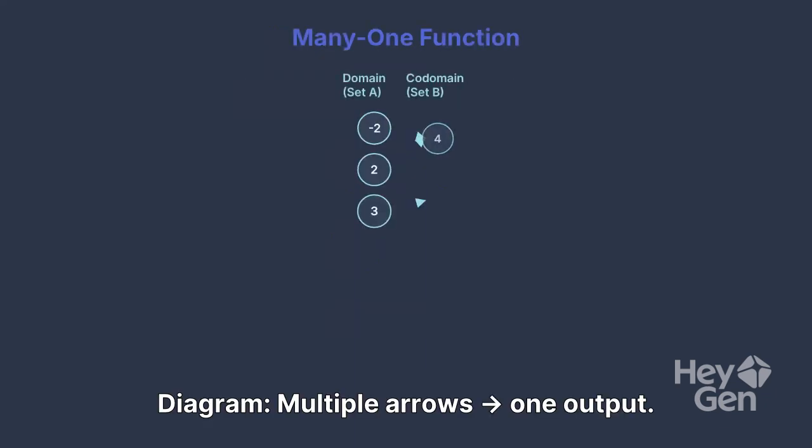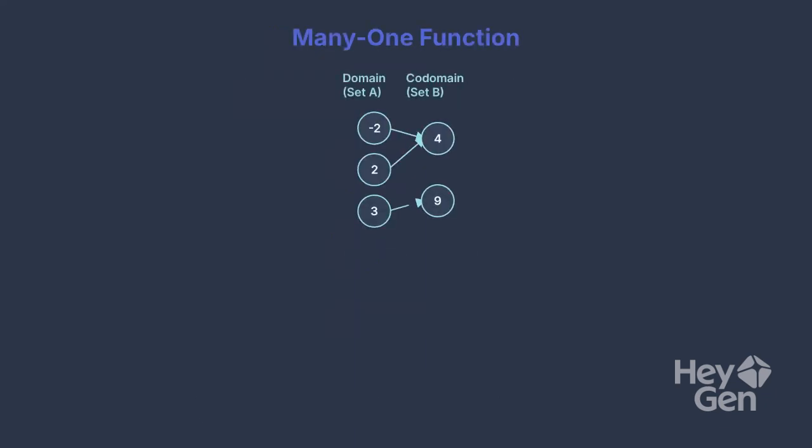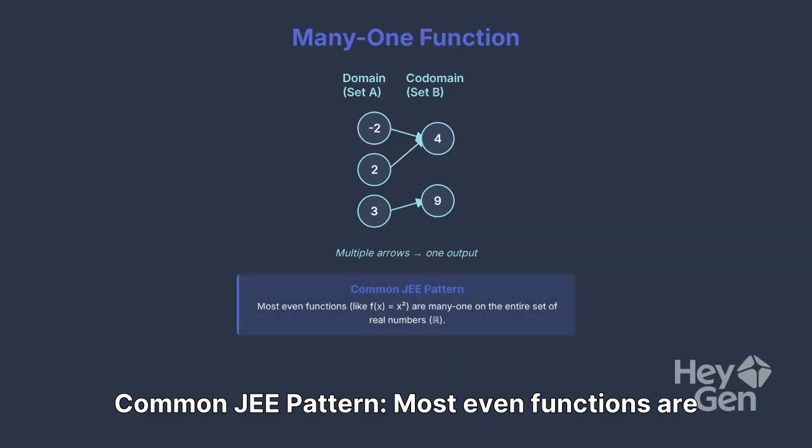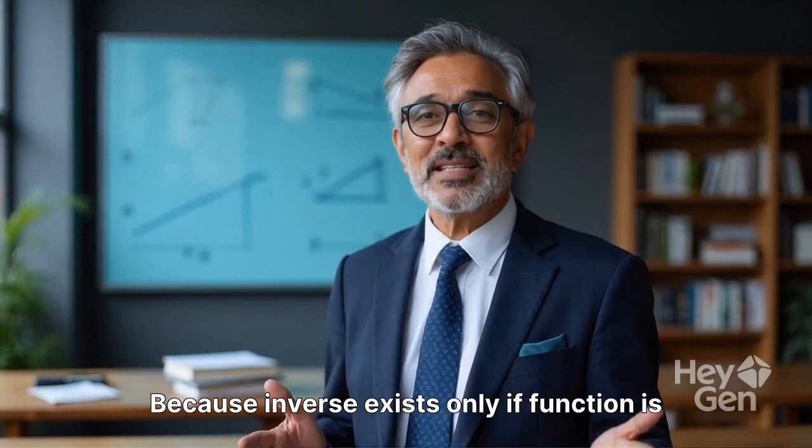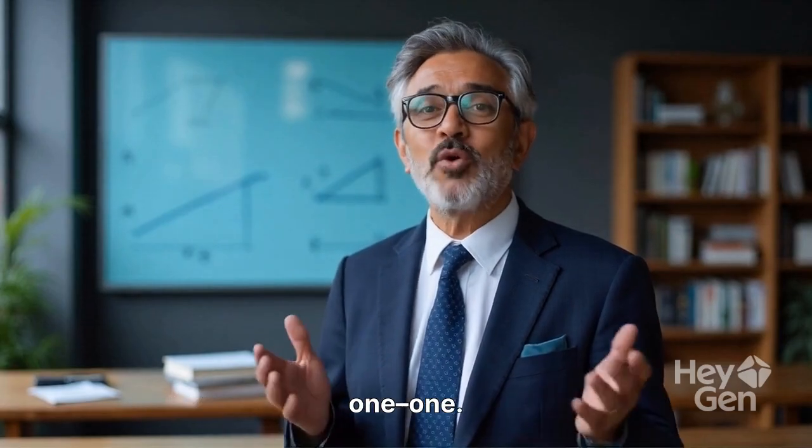Diagram: multiple arrows, one output. Common JEE pattern: most even functions are many-one on the entire R. Because an inverse exists only if the function is one-one.